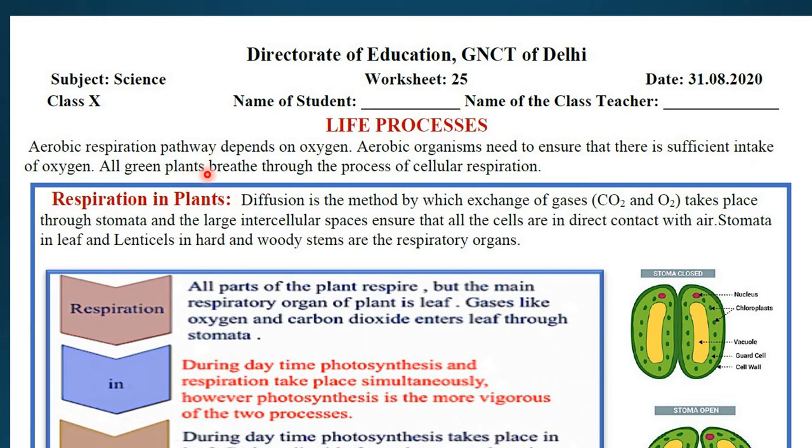All green plants breathe through this process of cellular respiration. Respiration in plants: diffusion is the method by which exchange of gases, carbon dioxide and oxygen, takes place through stomata, and the large intercellular spaces ensure that all the cells are in direct contact with air.